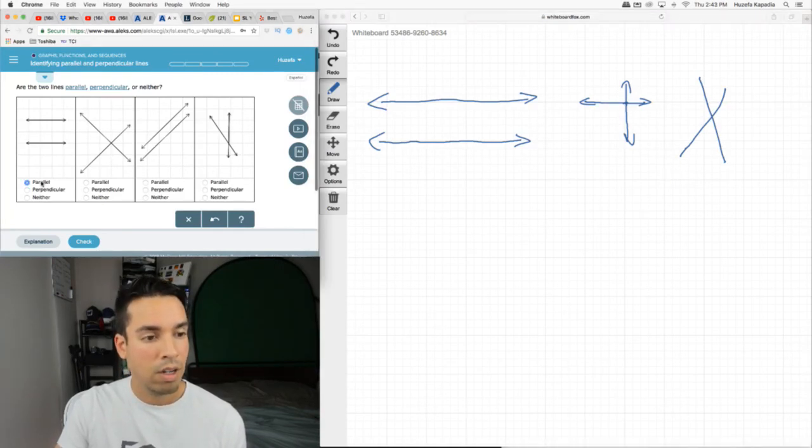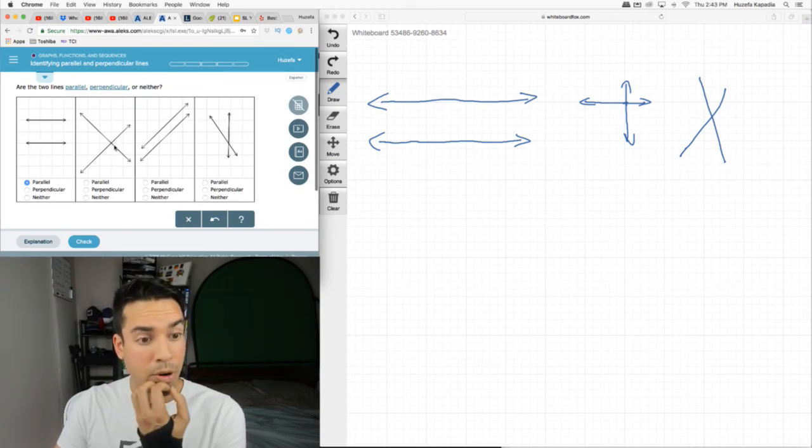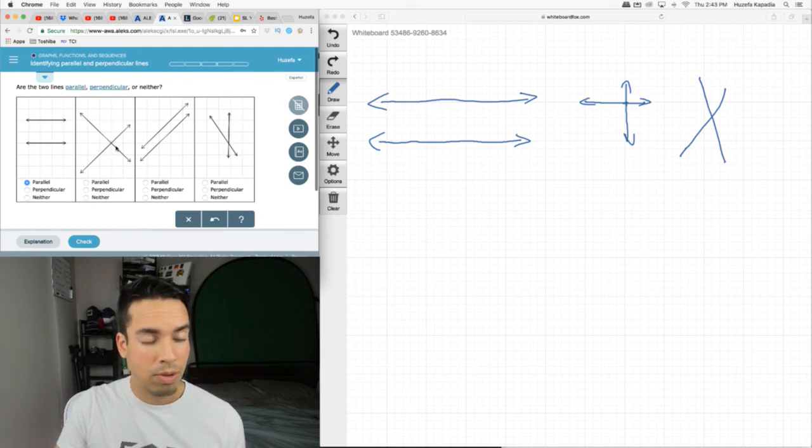So if we look over here, these two are parallel. They're perfectly lined up. These two are perpendicular. It's hard to tell because they're diagonal, but if we rotated this, we'd see a perfect T shape right here. So that's perpendicular. These guys are also parallel. It looks like they will never hit each other. And then these are neither. These are definitely not parallel and definitely not perpendicular.